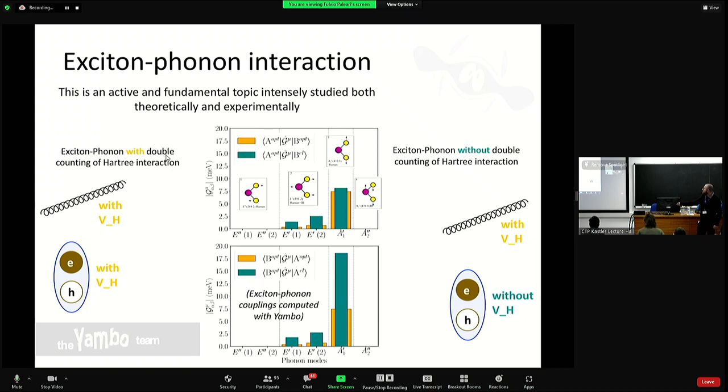So, for example, to see what happens if we compute the exciton-phonon coupling strength, removing the Hartree interaction for the excitons. And as you can see from these plots of the matrix elements, these were done also with Yambo. The orange is the one with the double counting, and the blue is the one without double counting. You see, qualitatively, we have, of course, the same structure, the same symmetries, the same phonon modes coupled with the excitons. This is monolayer molybdenum disulfide. But we can have also pretty different intensities.